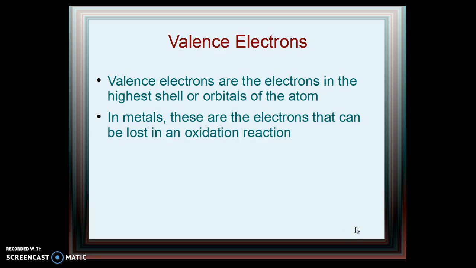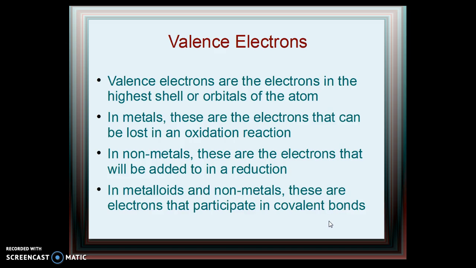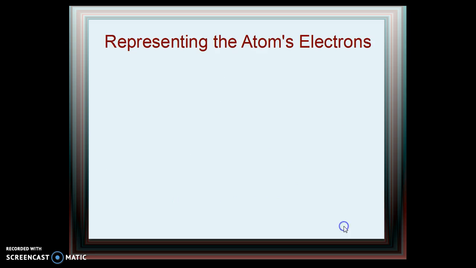In metals, these are the electrons that would be lost in an oxidation. In nonmetals, these are the electrons that would be added to when we reduce them. Remember, reduction is the adding of electrons. In metalloids and nonmetals, these are the ones that will be shared, that will participate in covalent bonds.